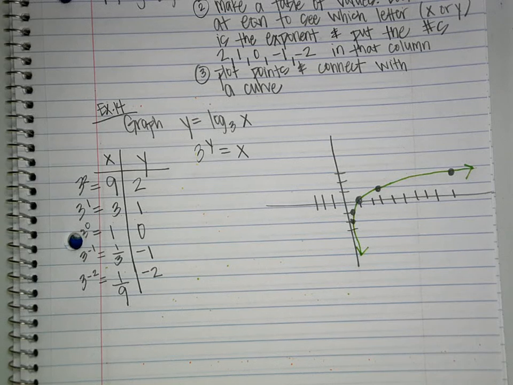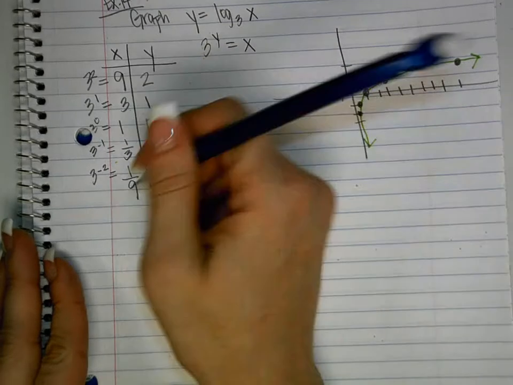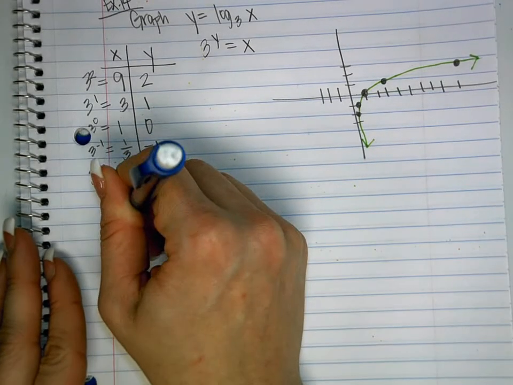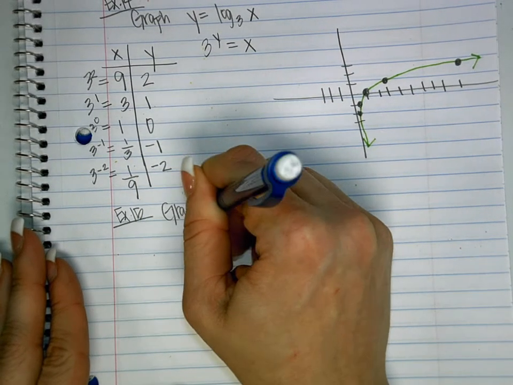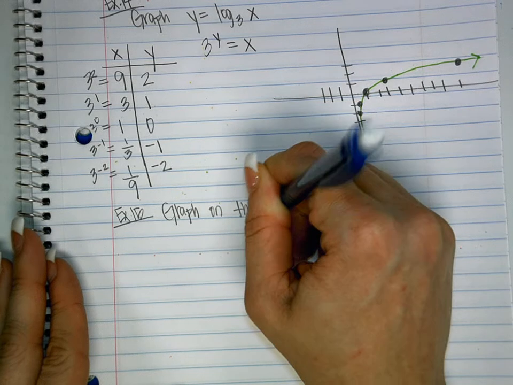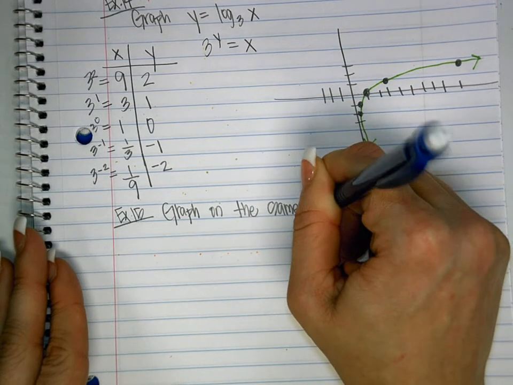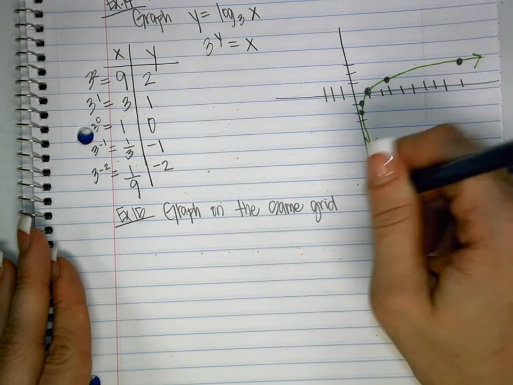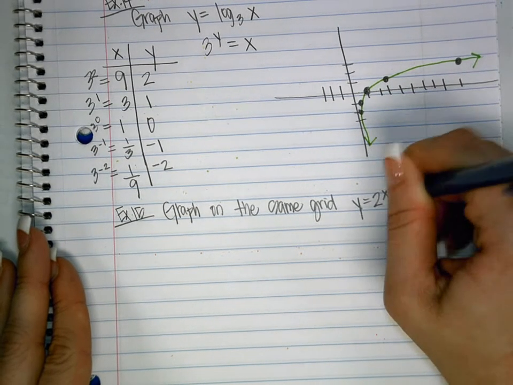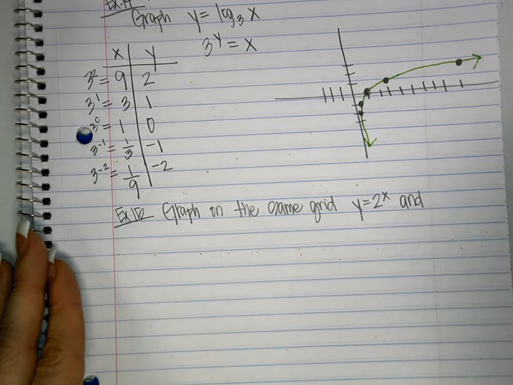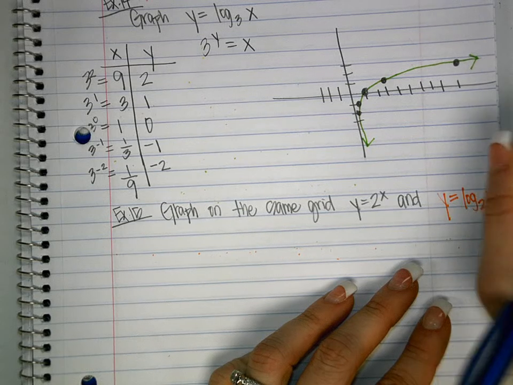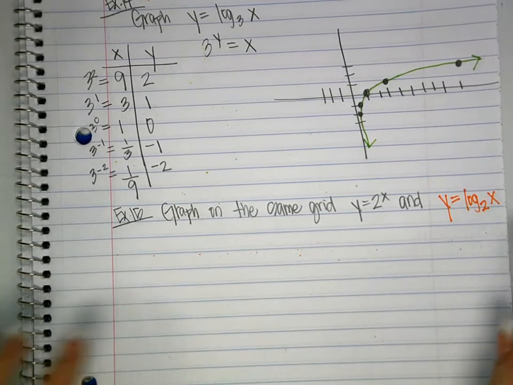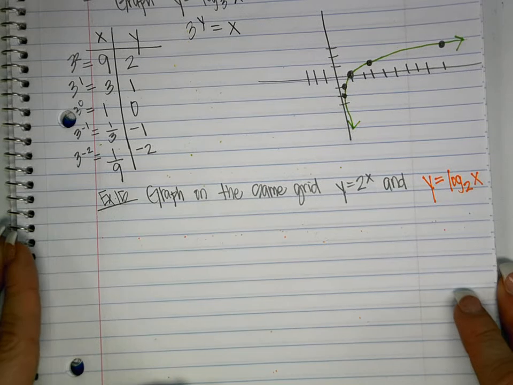Any questions? Can we do 15? Okay, last one for number 15. Number 15, I want you to graph on the same grid. I want you to graph y equals 2 to the x. And let's also graph y equals log base 2 of x. So we're going to graph both of these on the same grid.